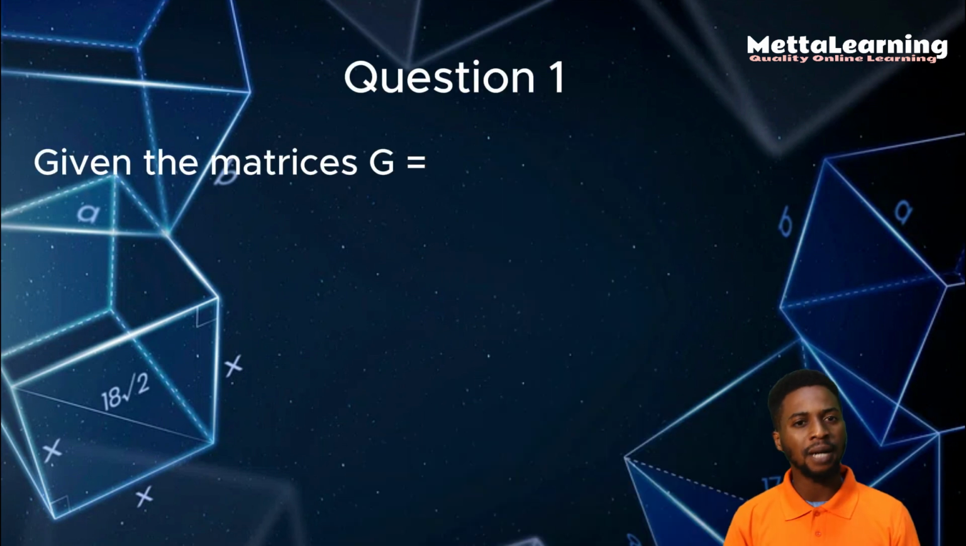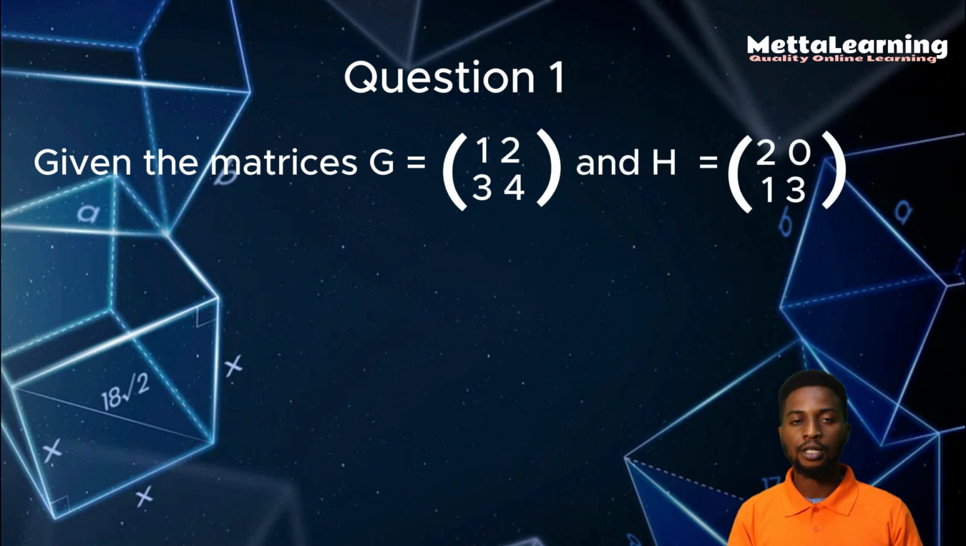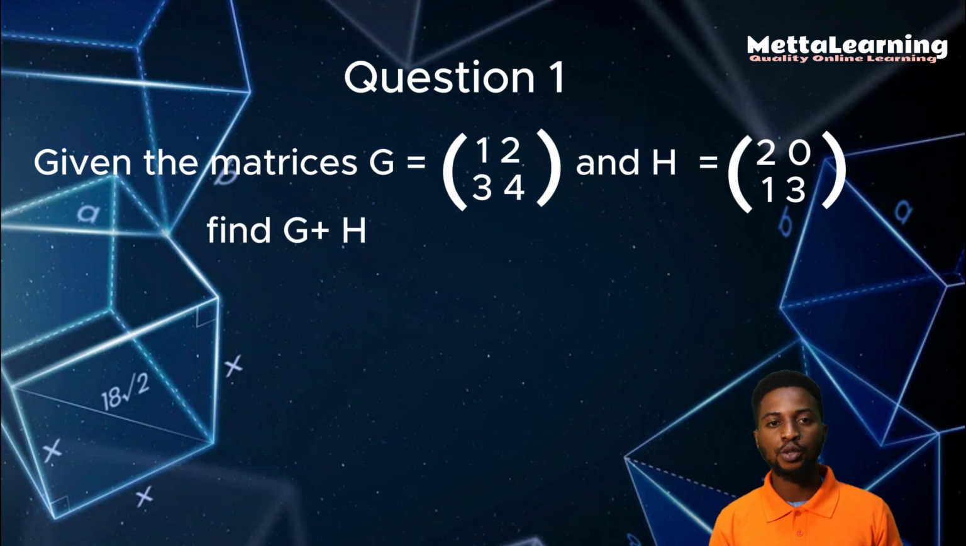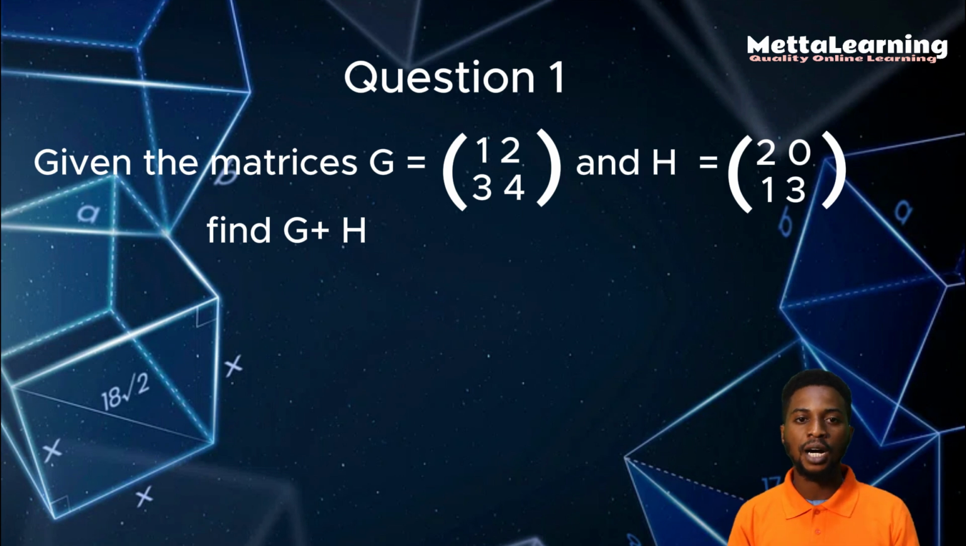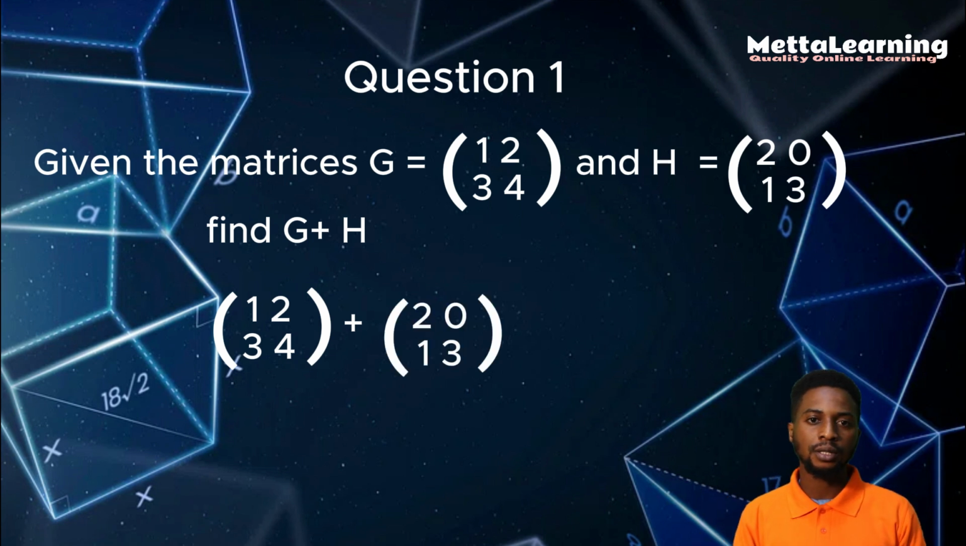It says, given the matrices G to be, calling my figures in rows, in brackets 1, 3, 2, 4, close bracket, and H to be, in brackets 2, 1, then 0, 3, close bracket. Find G plus H. So to find G plus H means we're going to add the matrix of G to our matrix of H. So now let's write out our matrix of G, in brackets 1, 3, 2, 4, close bracket, plus matrix H, 2, 1, then 0, 3, close bracket. So how do we solve this?